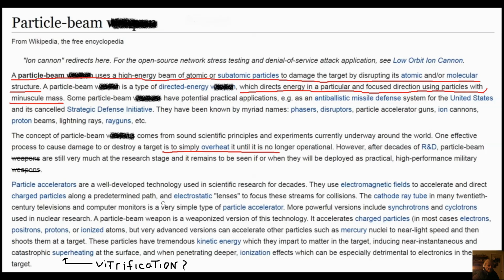And then down at the bottom, these particles have tremendous kinetic energy which they impart to matter in the target, inducing near instantaneous and catastrophic superheating at the surface, and when penetrating deeper, ionization takes place. So I was wondering if this could be how they vitrified so many of these stones that you see with this really nice glassy surface on there, and those boxes in the Serapeum.